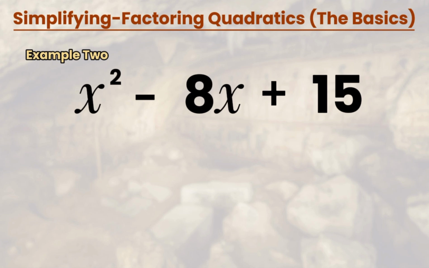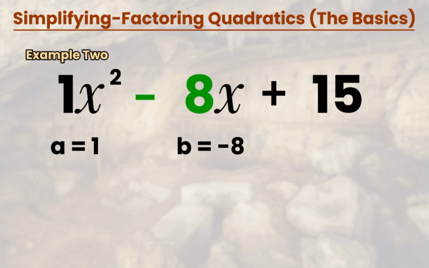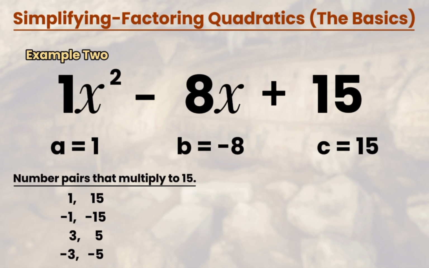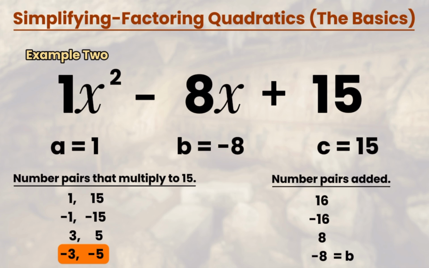Alright, let's now factor the next expression, x squared minus 8x plus 15. What we have is a is equal to 1. This time, b is equal to -8 and c is equal to 15. Now we find two numbers that multiply to give 15 and add together to give -8. These are the number pairs that multiply to equal 15. Once added, you will find that -3 and -5 are the two numbers that multiply to make 15 and add together to equal -8.